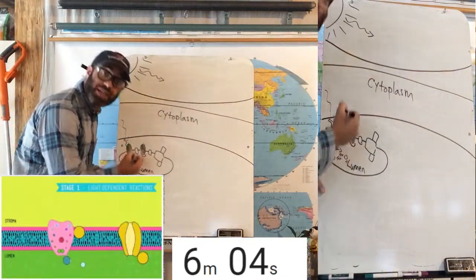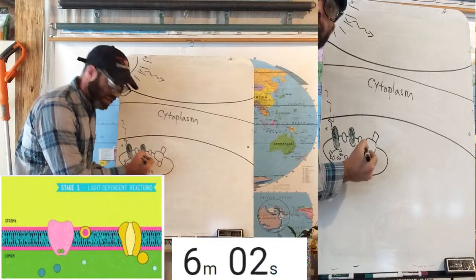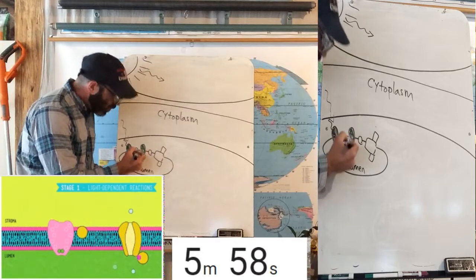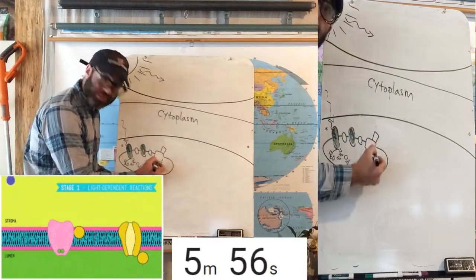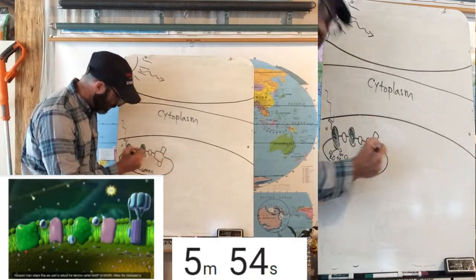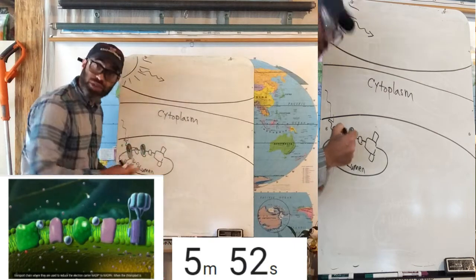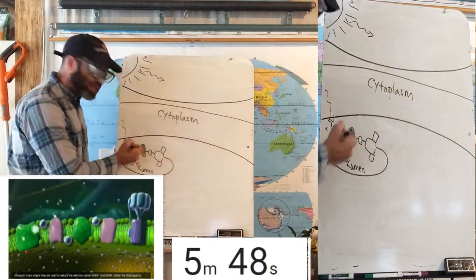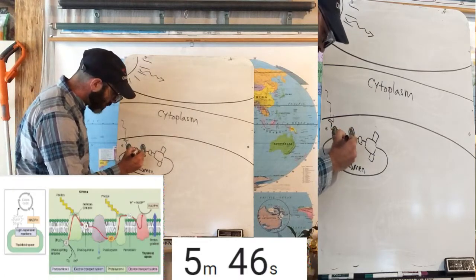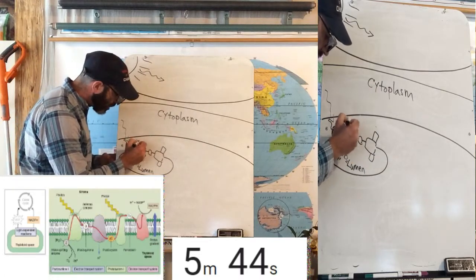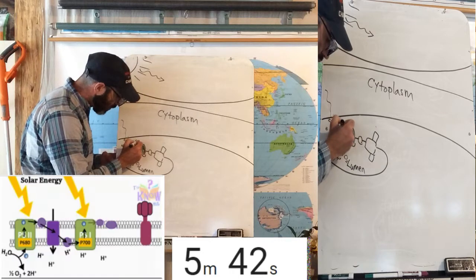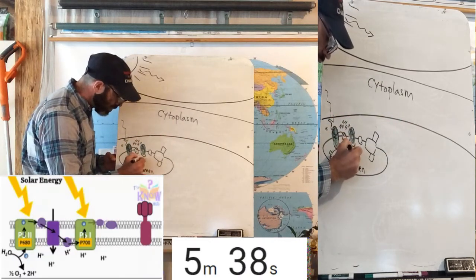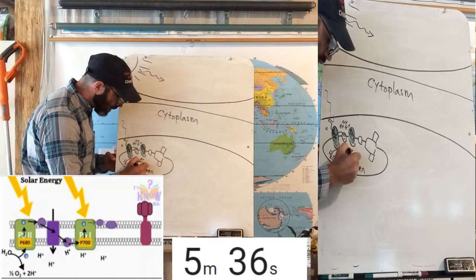This is called an electron transport chain. These proteins, the electron will move from one protein to the next. It's an electron transport chain. As this electron, which is a high energy electron, moves, some of that energy is used to pump hydrogen ions from the stroma into the lumen of the thylakoid.